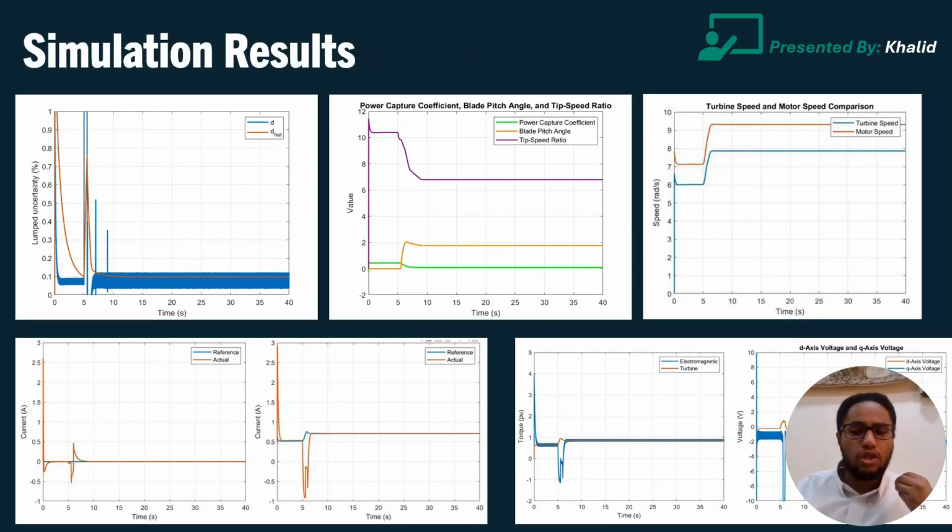Now here we simulated the control system under elastic wind profiles. This graph, for example, shows the uncertainty estimation. At the beginning there was a divergence and then it converges as time passes. Here we have plotted the power capture coefficient, blade pitch angle, and the tip speed ratio. And here we plotted the turbine speed and the motor rotor speed comparison.